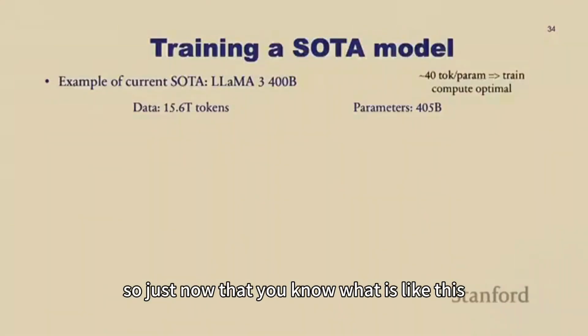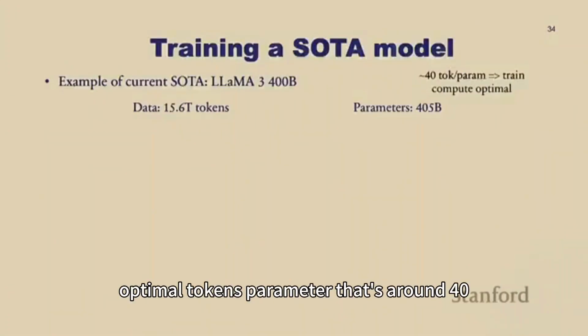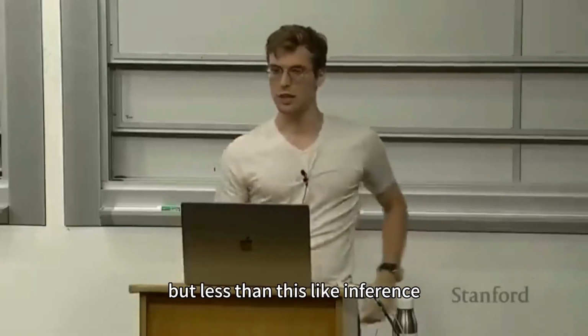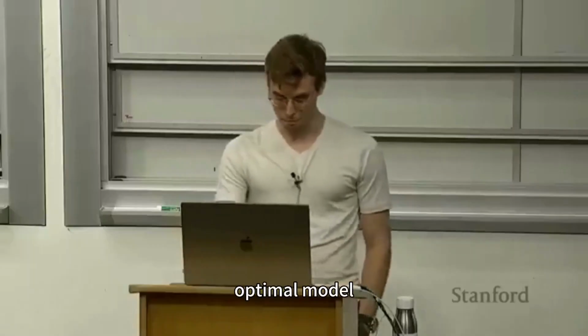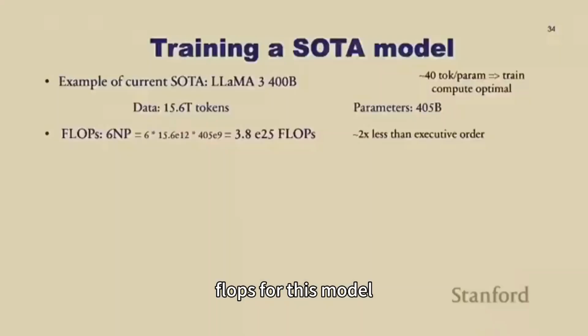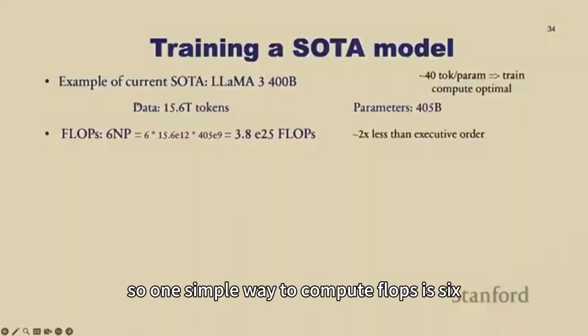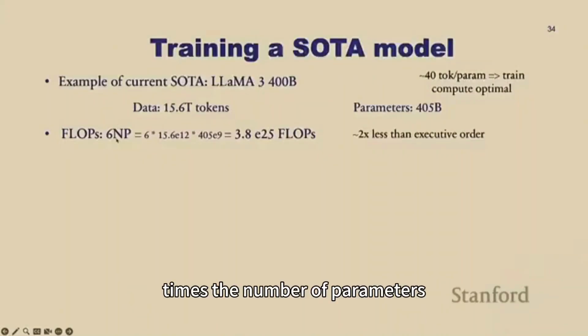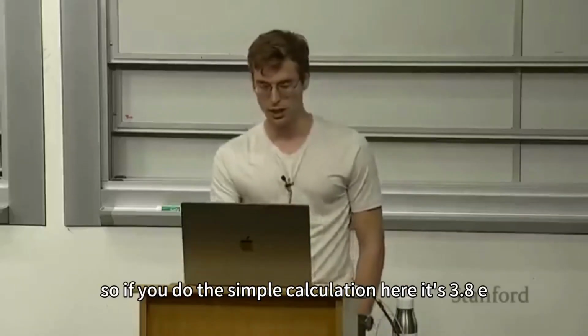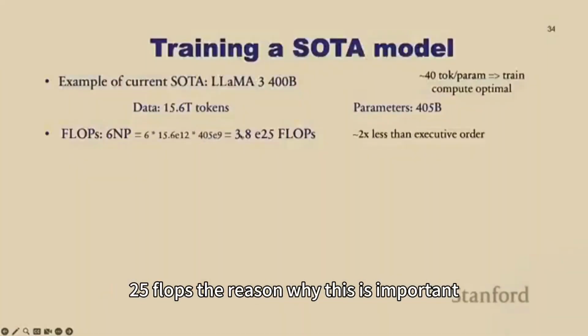So now that you know the optimal tokens per parameter, that's around 40. That's a little bit more than Chinchilla, but less than this inference optimal model. So they went for training optimality. Flops for this model: one simple way to compute flops is 6 times the number of parameters times the number of data that you train on. So if you do the simple calculation here, it's 3.8E25 flops.